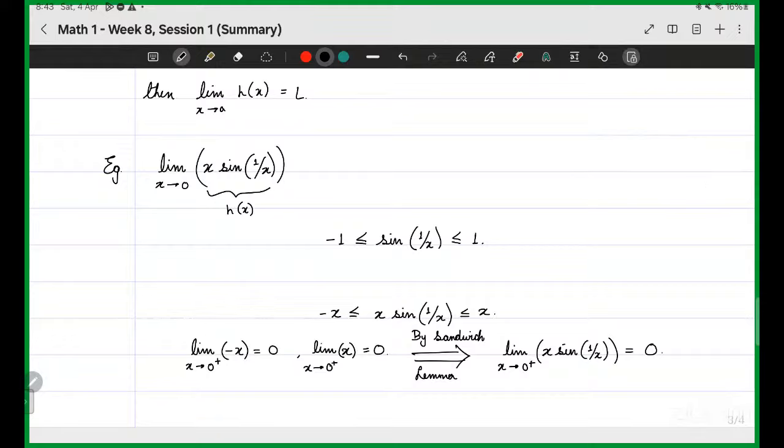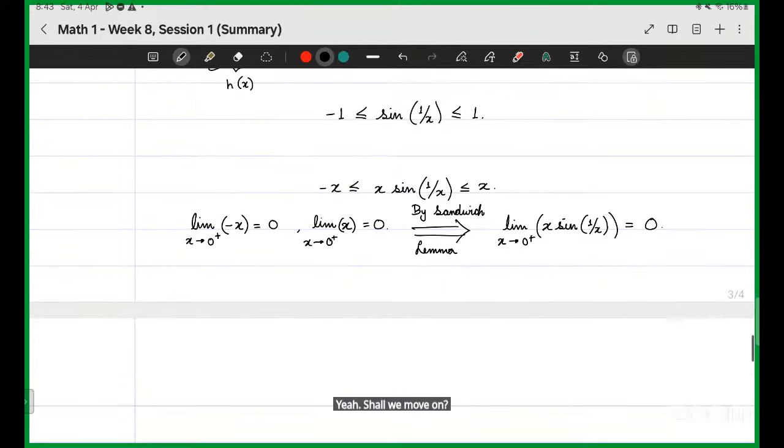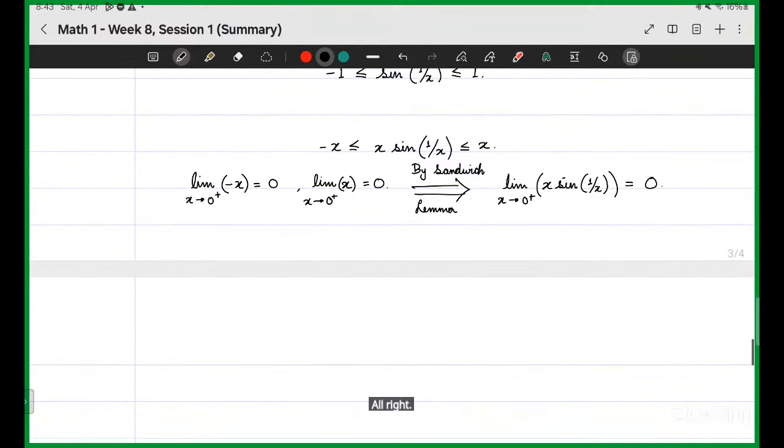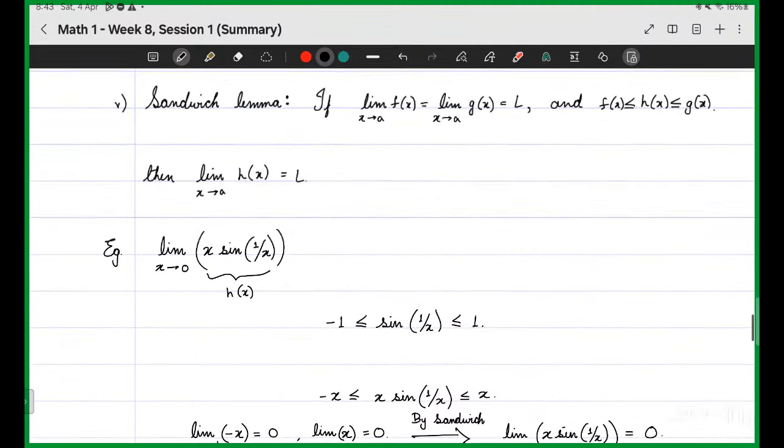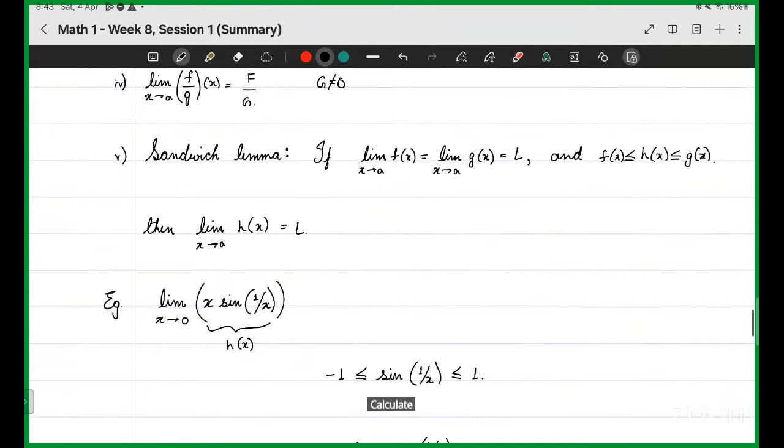Shall we move on? Yes, sir. All right, so this was about the properties of limits. The properties of limits you will keep using to calculate many limits. There's one more rule for limits, which will come only after derivatives, that will be covered in this session as well.